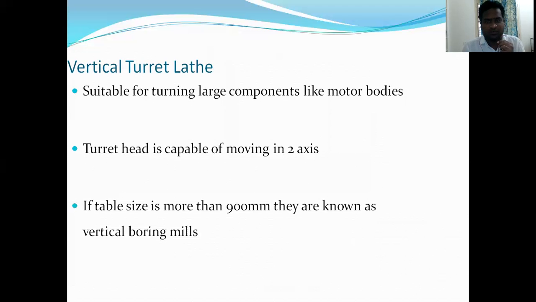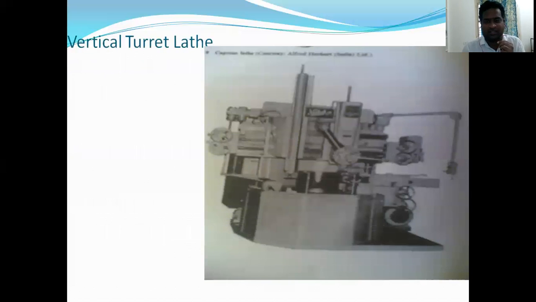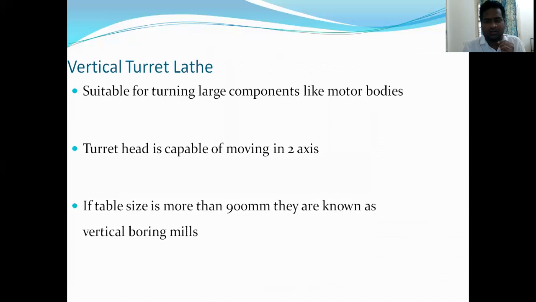If the table size is more than 900 mm, they are known as vertical boring mills. Right? If the table size is more than 900 mm, that can be called vertical boring mills. So this is the vertical turret lathe. It is used for turning large components like motor bodies, and it has two axis motions, and if the table size is more than 900 mm, they can be called vertical boring mills.